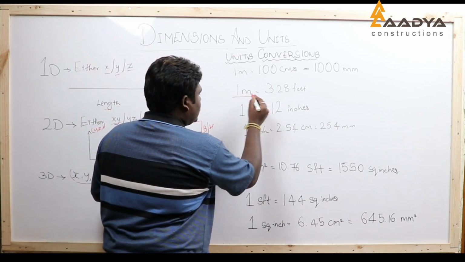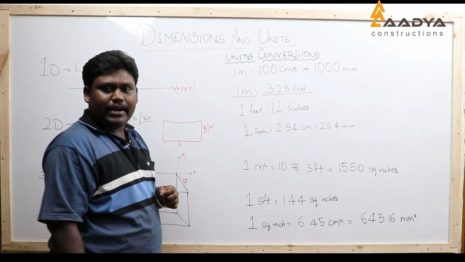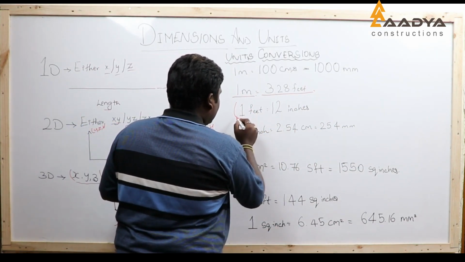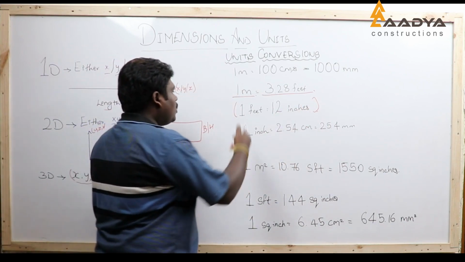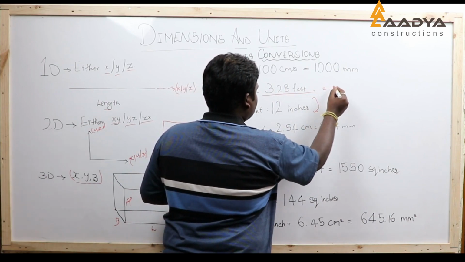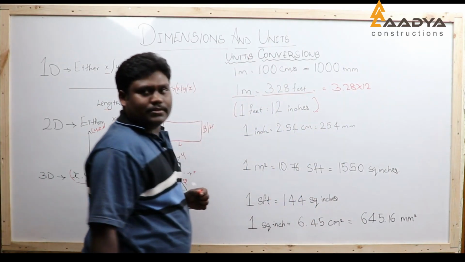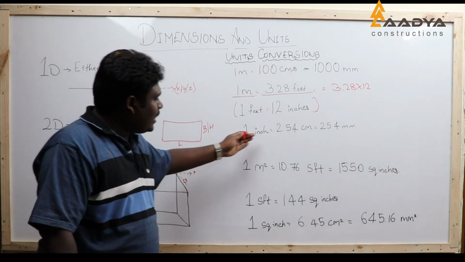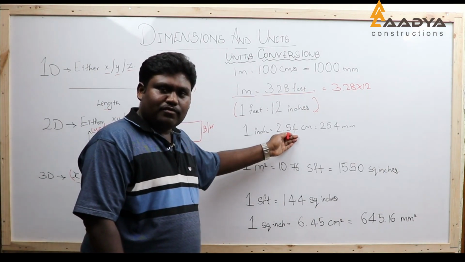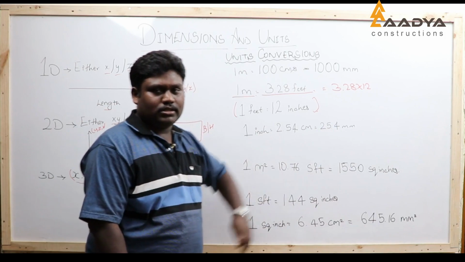So 1 meter gets converted into 3.28 feet. Later on, 1 foot consists of 12 inches. So if you want to convert meters into inches, it will be 3.28 into 12. Next, coming to 1 inch. So 1 inch gives me 2.54 centimeters or 25.4 mm.